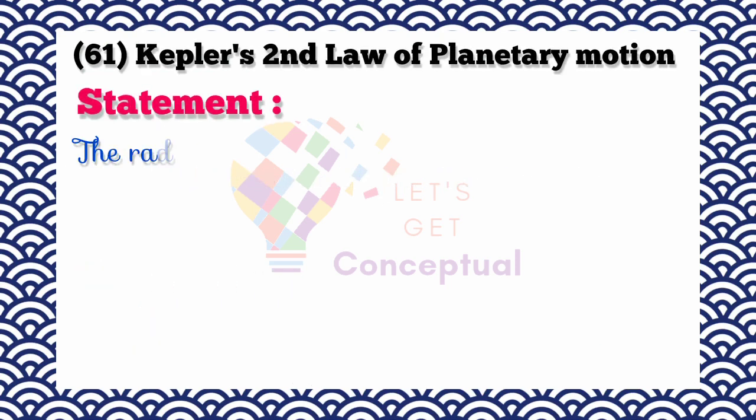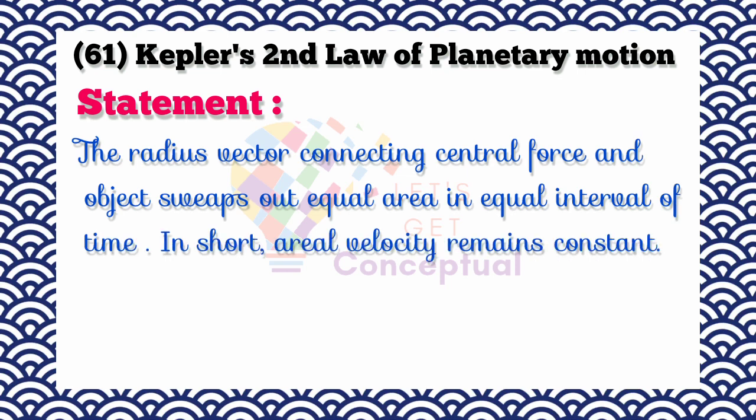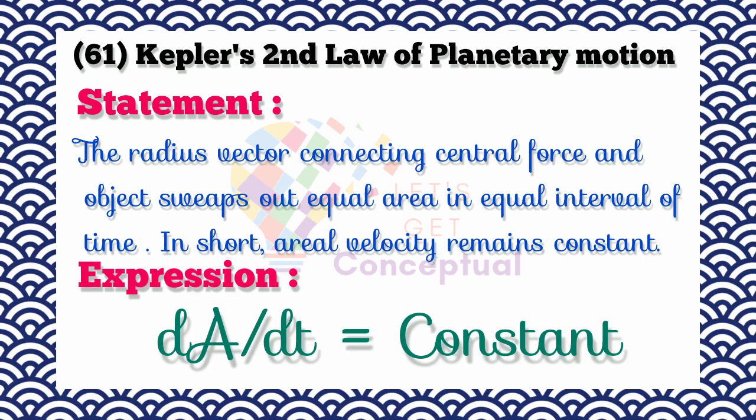Number 61. Kepler's second law of planetary motion. Statement: The radius vector connecting the central body and the object sweeps out equal area in equal intervals of time. In short, areal velocity remains constant. Expression: dA divided by dt is equal to constant.